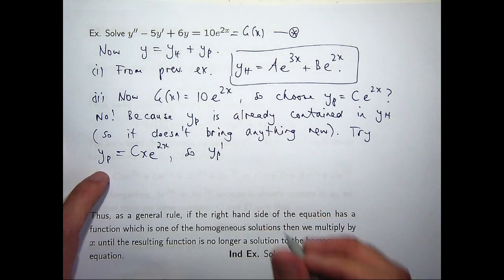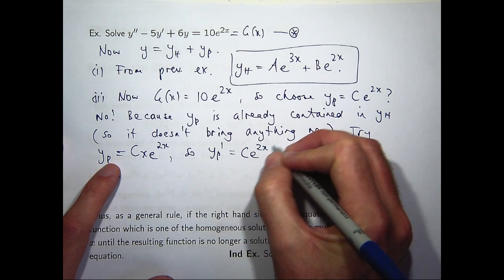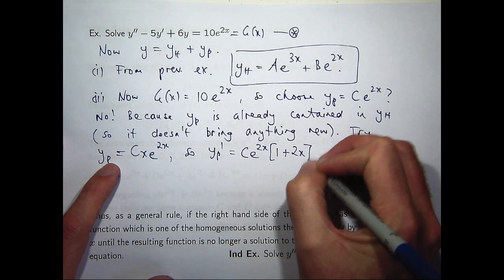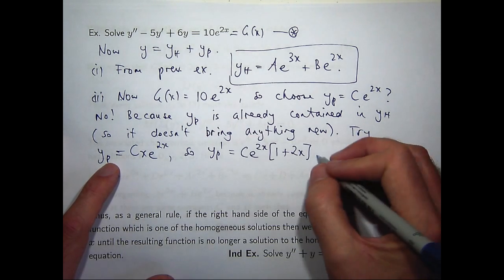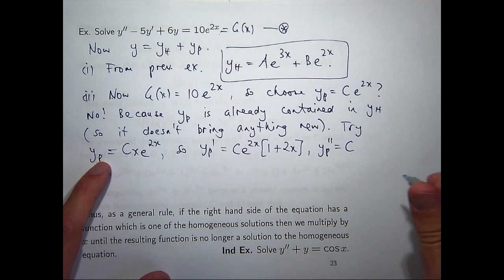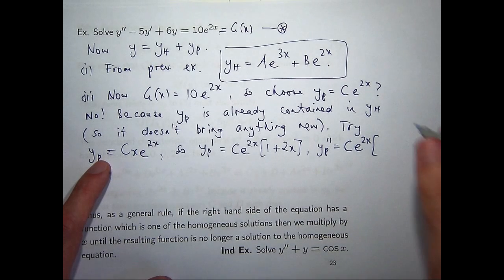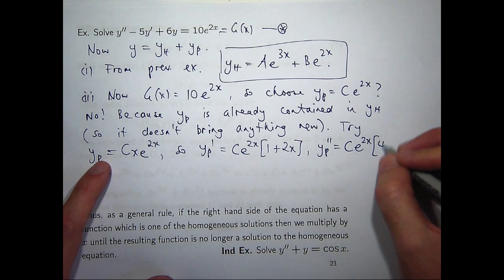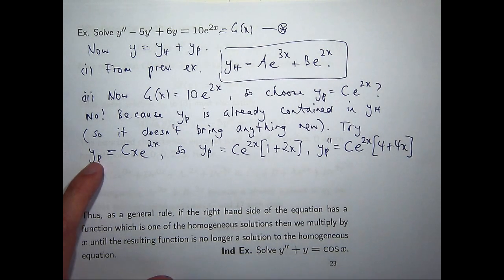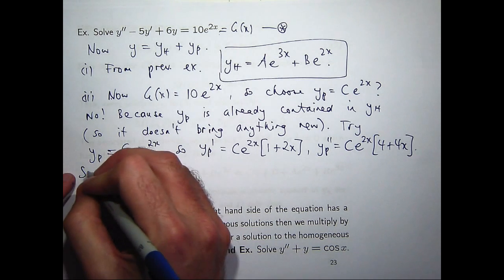So if I differentiate this once, my calculations give me the following. And if I differentiate it twice, again, my calcs give me the following. And what you want to do is take those three expressions, sub them into star, and then compute c.